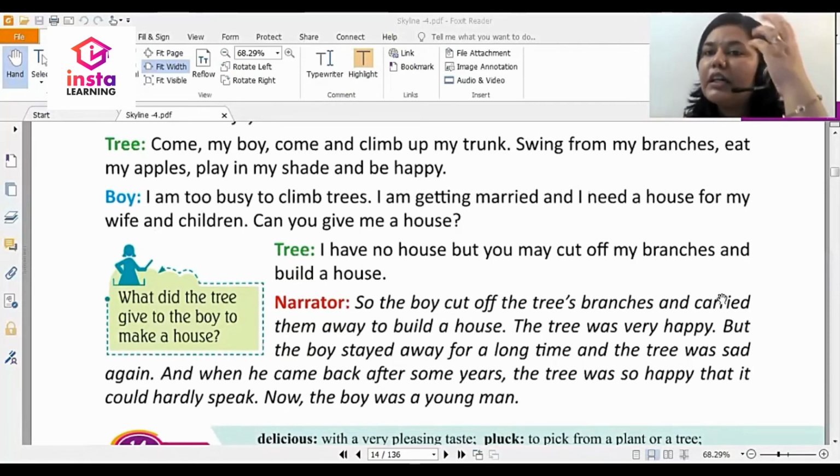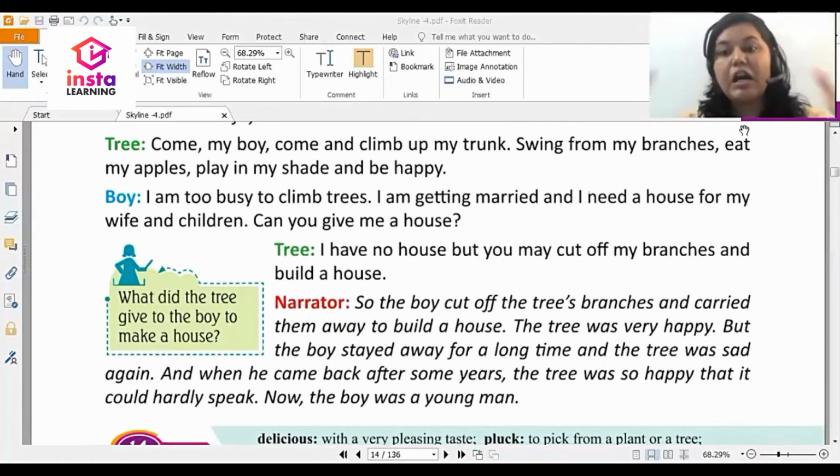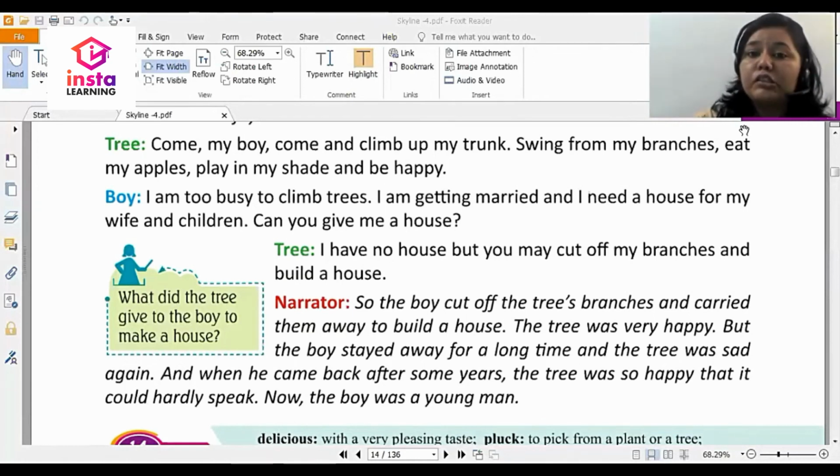He said that you can take away these apples and sell them in the market. Now when after so many years the boy has again returned, he is again looking for some help. And what is the help he is looking for? He wants to build a house. So he asked the tree, can you give me a house? So let us see what the tree said.